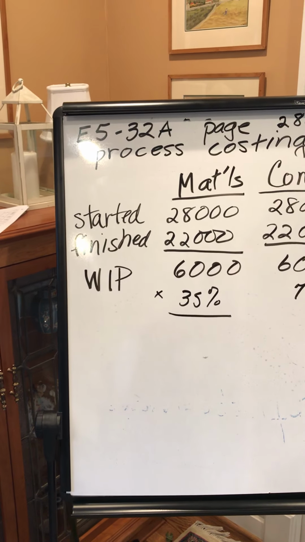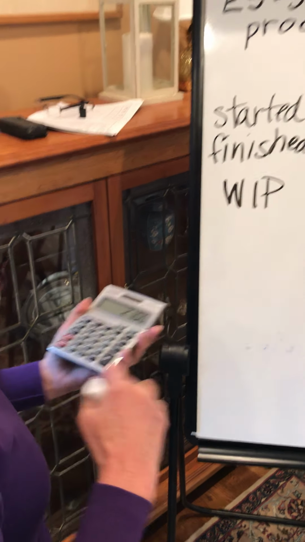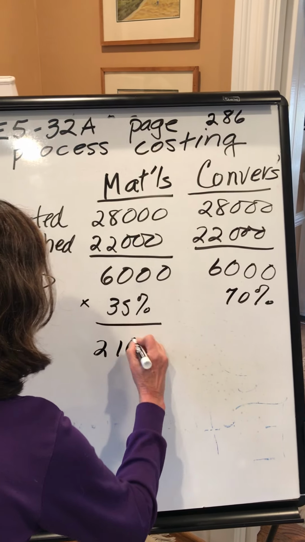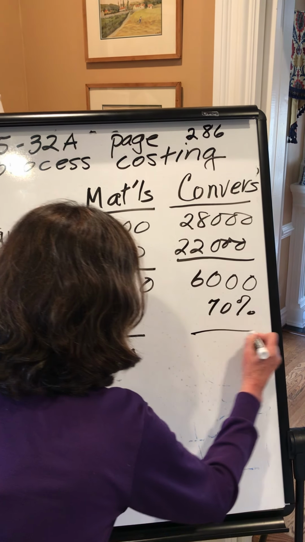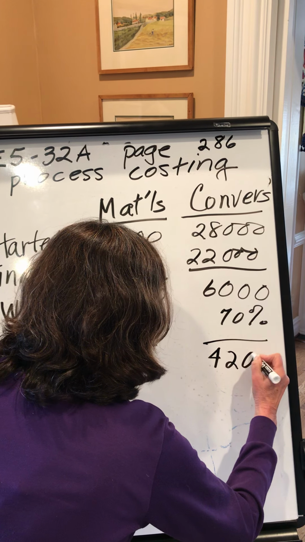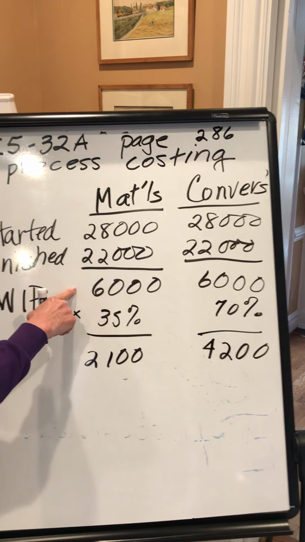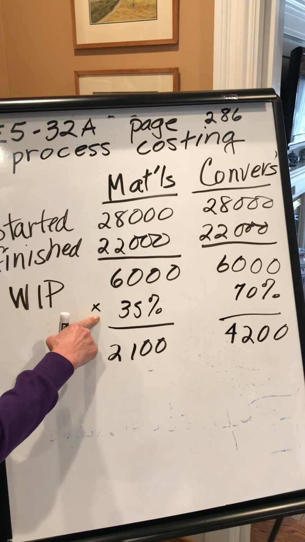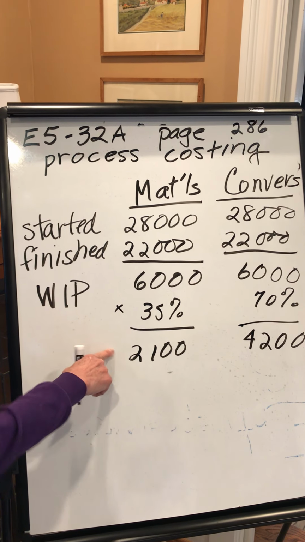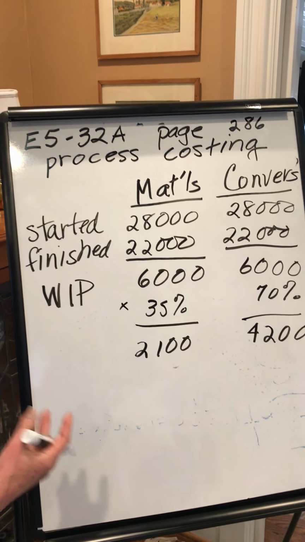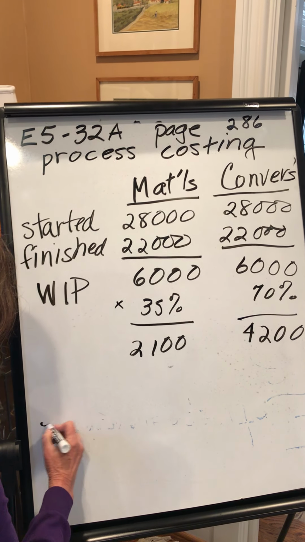Okay, so 6,000 times 35%, 2,100, and 6,000 times 70%, 4,200. So the 6,000 units being 35% complete, we're going to call that as if there were 2,100 that were complete. So we're going to come up with now the equivalent units.